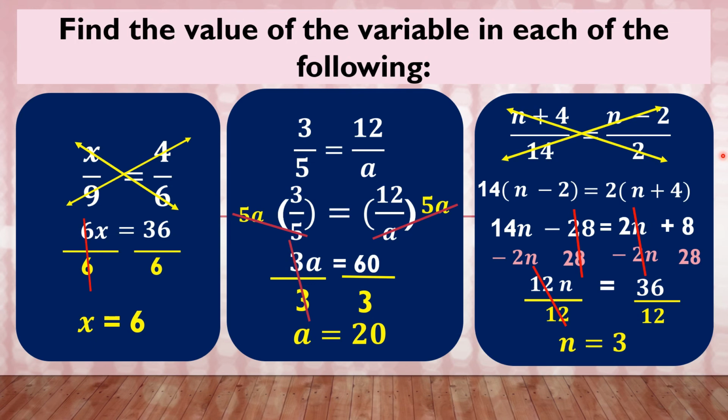So check natin. Kung siya ay 3 plus 4 is 7, 7 times 2 is 14. Kung siya ay 3 minus 2 equals 1, times 14 equals 14. So their cross products are equal to 14. So this is how we solve for a variable in an equation: cross multiplication or multiplying both sides of the equation by their LCD.